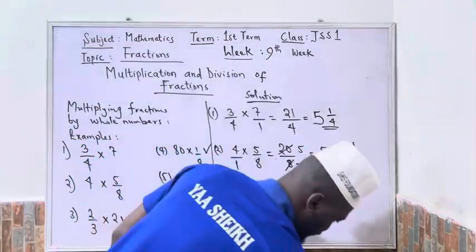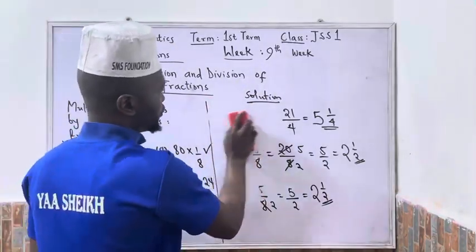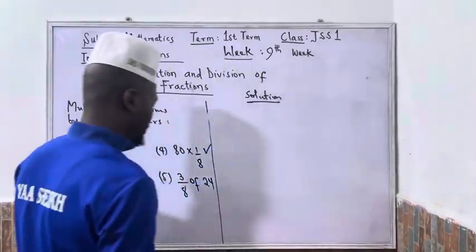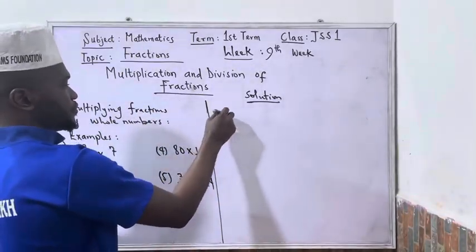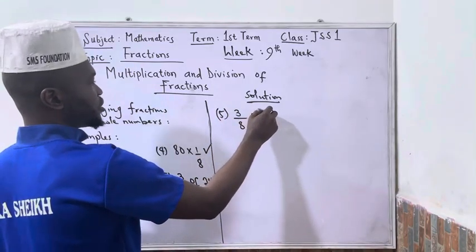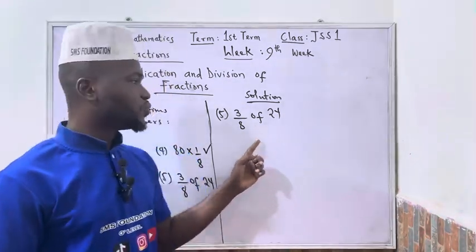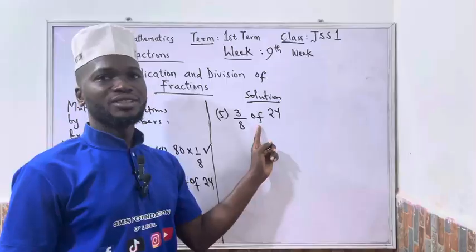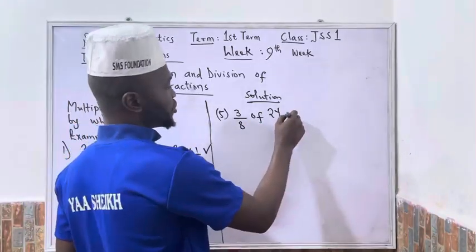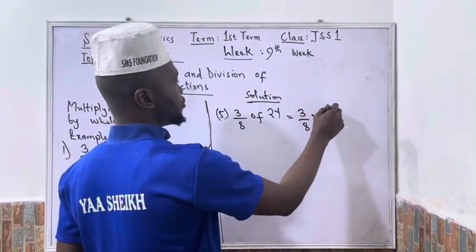Now let me do question 5, where we have "of". This is also very simple. Question 5. So we have 3 over 8 of 24. What I will need to first do is to let my examiner know that I know what this "of" is representing. The "of" represents multiplication. You can simply just say 3 over 8 times 24.